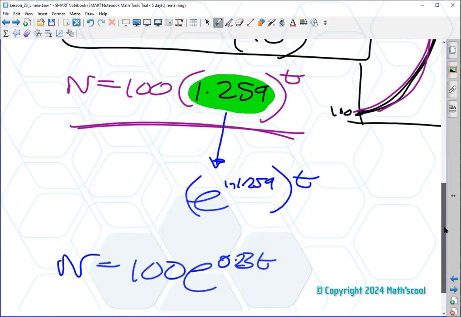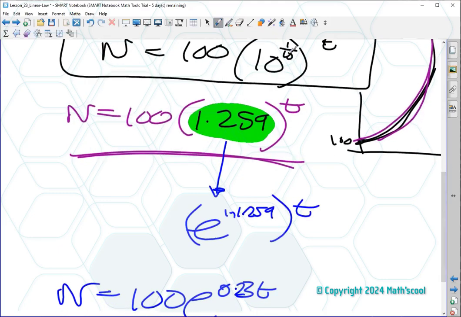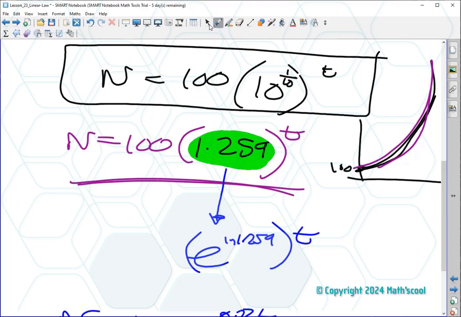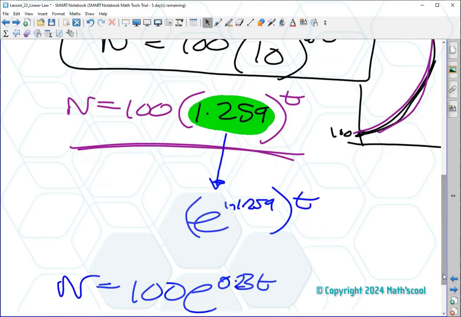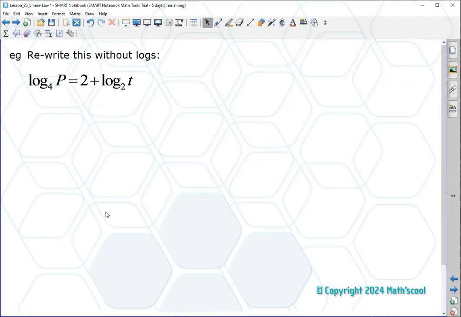So we can change the base to whatever base we want. Here the base was 10. Here the base was just what it turned out to be, 1.259. And here the base was e. They're the three main bases that we would like: e, 10, and then whatever the base turns out to be.